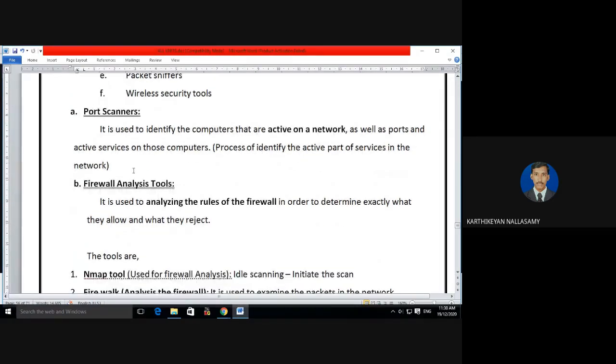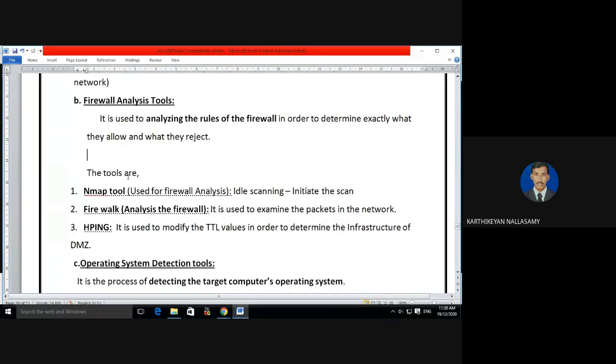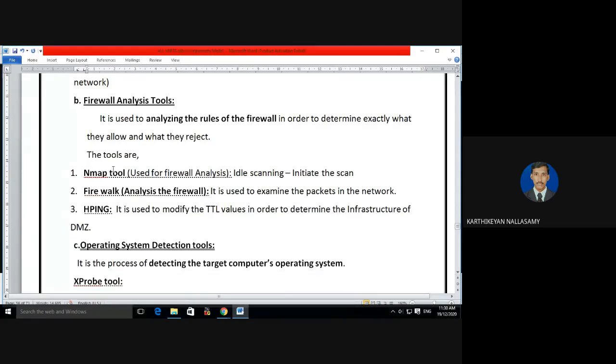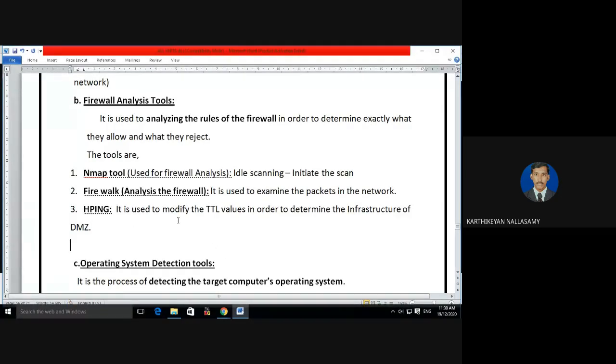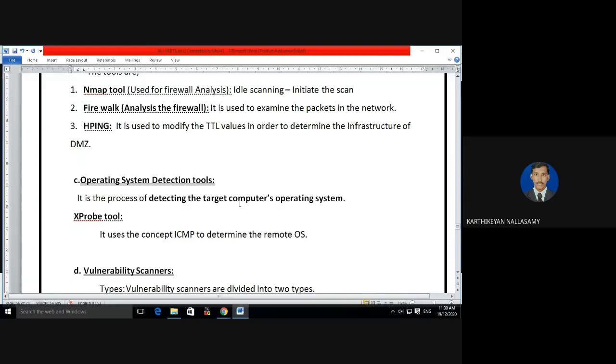And next one, firewall analysis. You know what a firewall is? Based on the policy of the organization, we are going to detect and work. There are different kinds of firewall tools. One is called the NMAP tool, and the next one is HPING. These are the different kinds of firewall tools we normally use for detecting and controlling unauthorized access. And the next one is operating system detection tools.